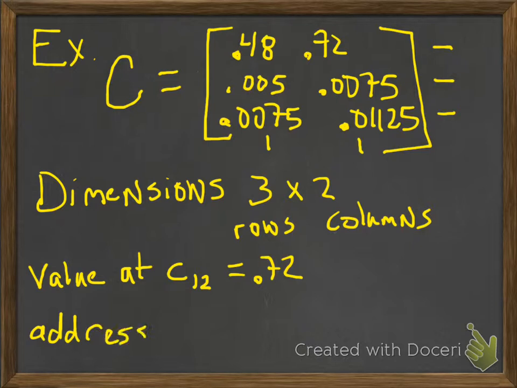Okay, and finally, what's the address of 0.01125? This is where, again, you start off with a lowercase c, row 3, column 2. So again, don't forget the lowercase c, 3, 2. You can't just tell me 3, 2, I'll count it wrong. You have to give me that lowercase letter of the matrix title, if you want to call it that, and then give me in subscript the row and column. C32.